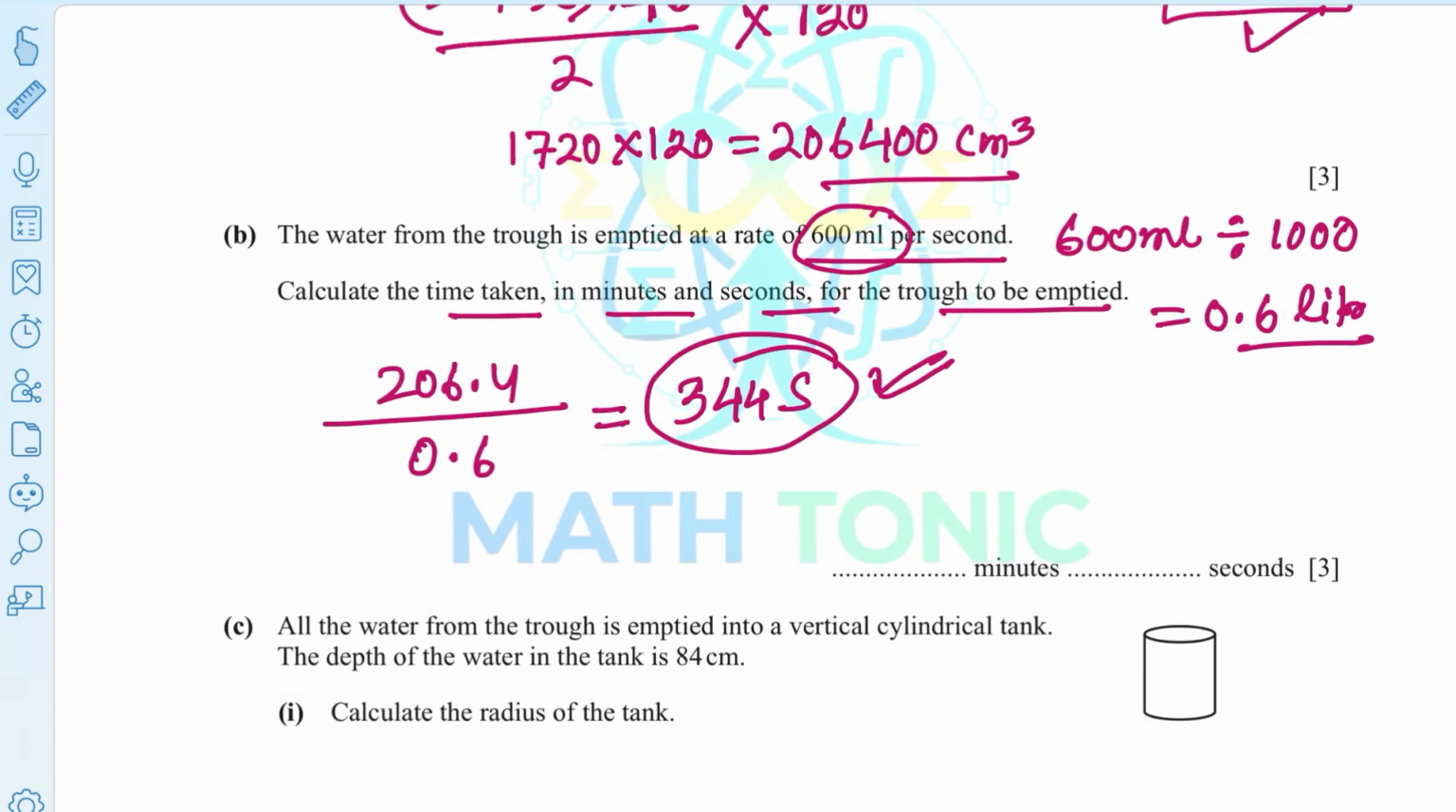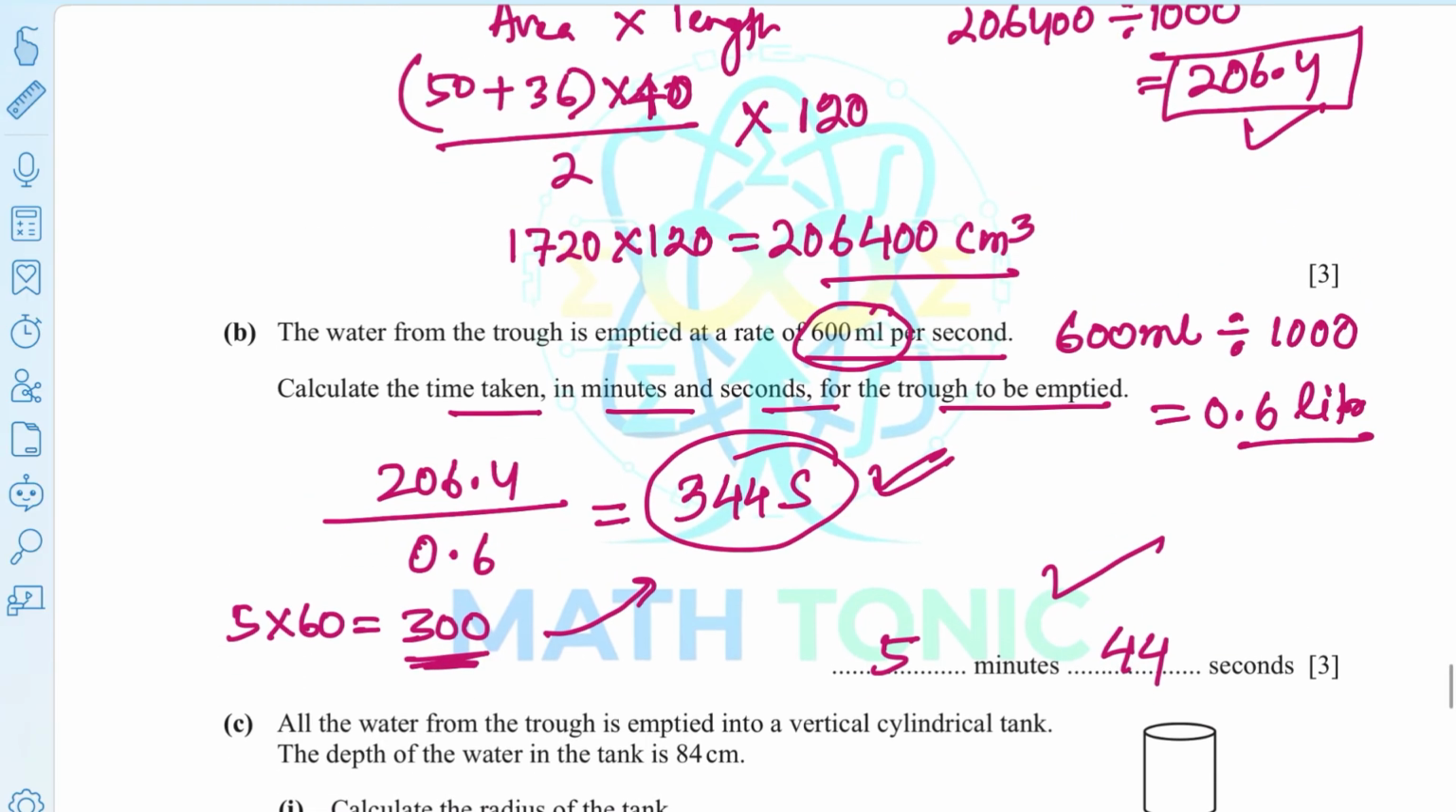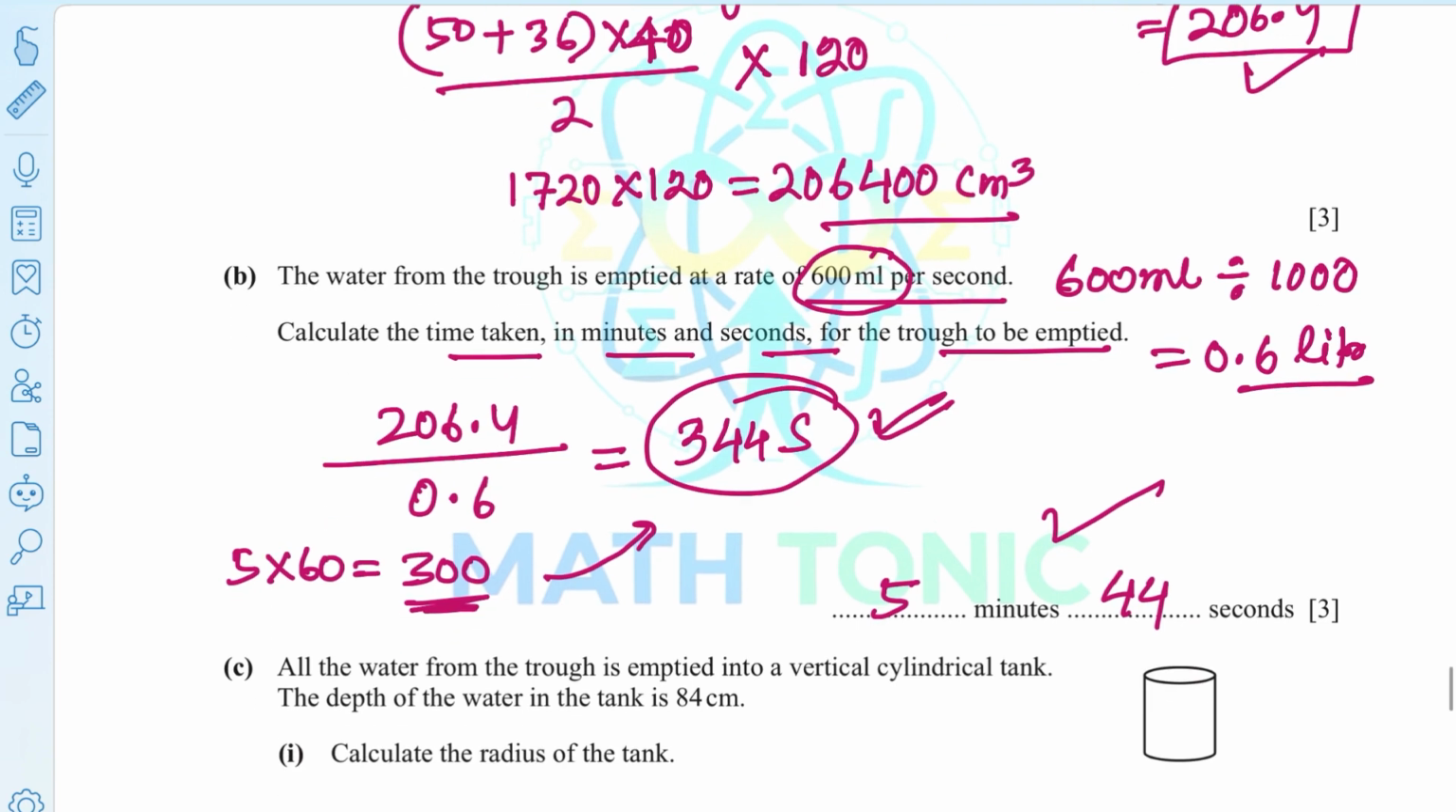5 point something. What does it mean? So 5 times 60 gives you 300 seconds, right? That means it will be 5 minutes. Remaining is 44 seconds. There's the answer. So 5 minutes 44 seconds will be the answer for this question for the trough to get emptied. Is it okay? Next, question C.